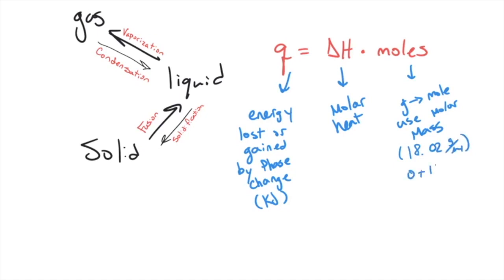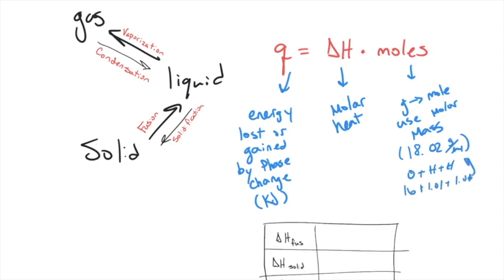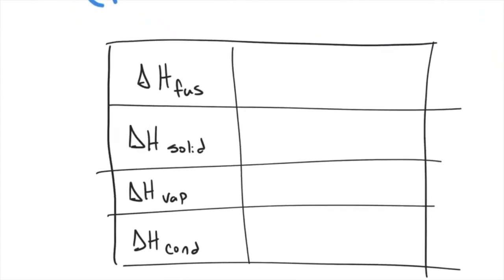That's O plus H, or 16 plus 1.01 plus 1.01 equals 18.02. Now before I show you a practice problem, I'm going to talk about these molar heat values. These molar heat values are usually going to be given to you, but you're going to use them so often that you'll probably memorize them eventually. So let's talk about the numbers associated with these different processes.